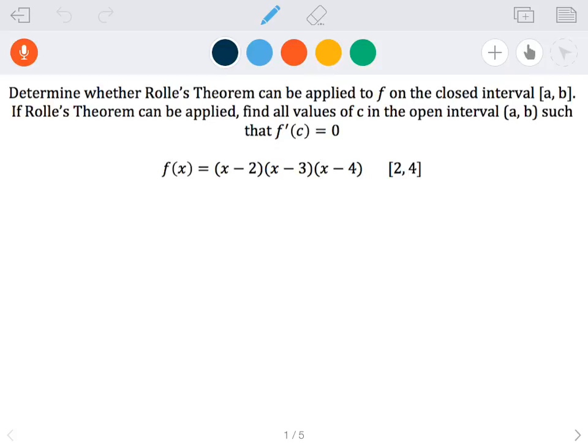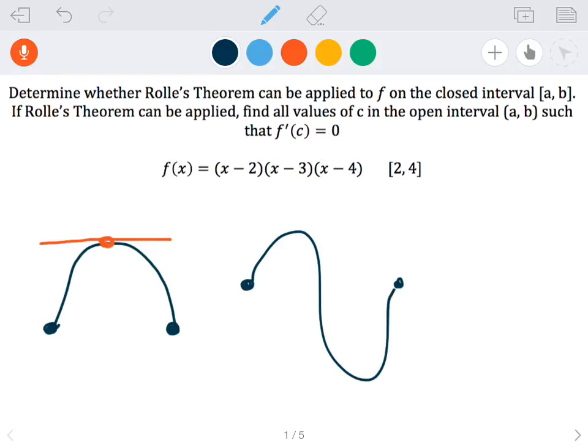Here's what it's saying. If I have a function that starts at some point, and it comes back to that same y value, somewhere there must have been a spot where the slope was equal to 0. That could have happened a lot of different times. So if I start here and I come back here, maybe I did this. There's at least one place. In this case, there are two. There are two places where that slope became 0.